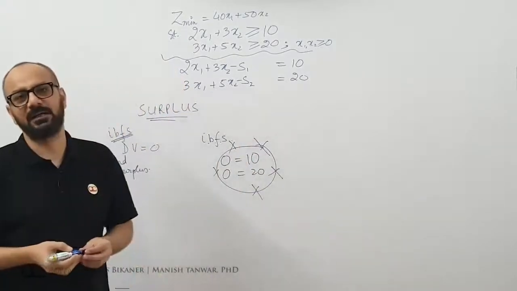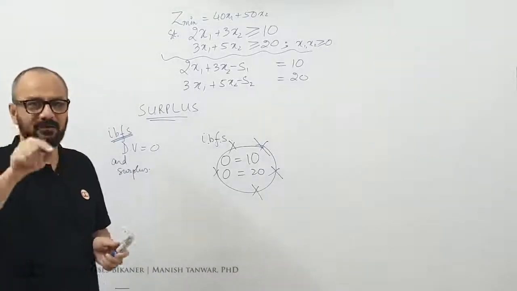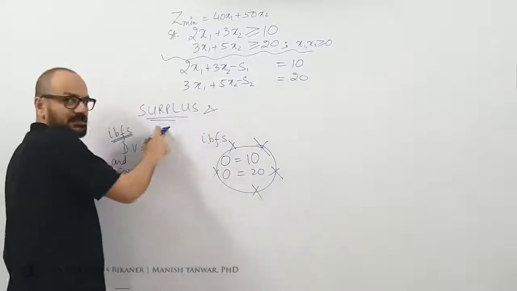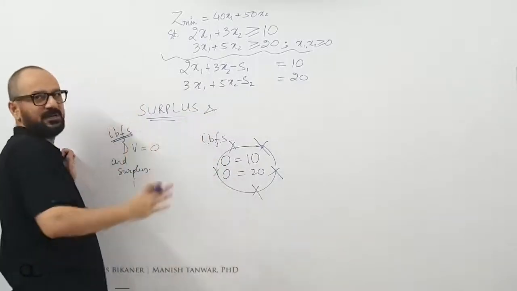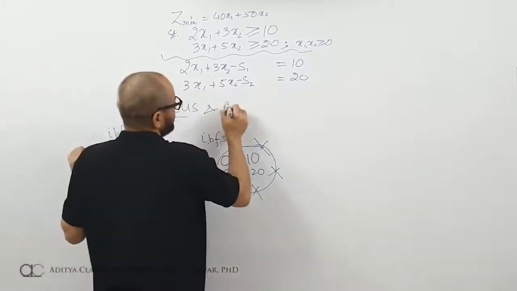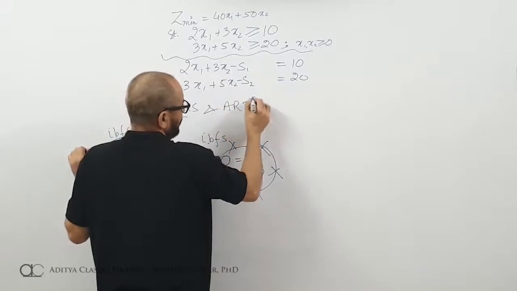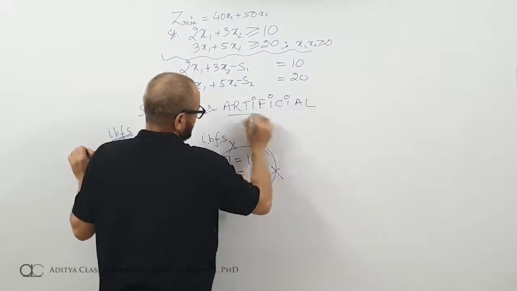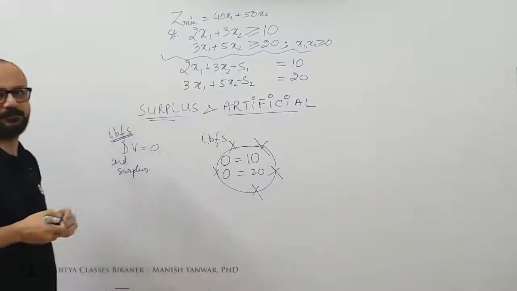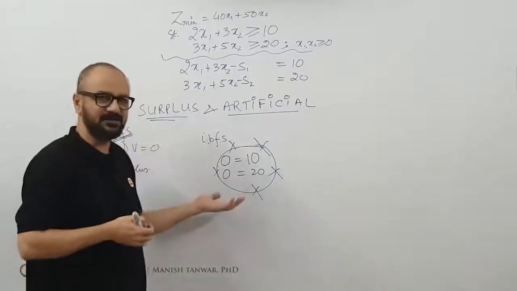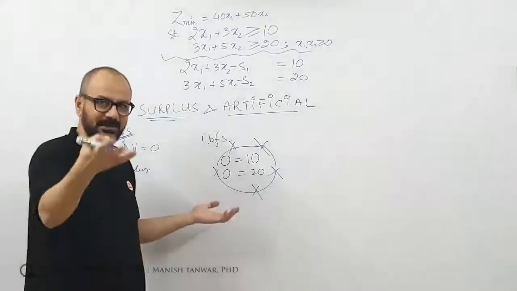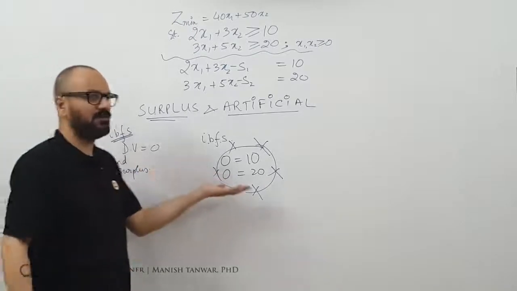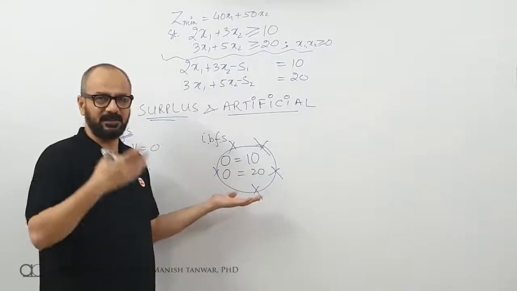How can 0 be equal to 10? How can 0 be equal to 20? Here comes our third variable, which always follows surplus. Surplus will always be accompanied with this artificial variable. Because surplus will always give you a negative start, and in order to avoid that negative start, you will always make it 0, and when you make it 0, you always get a wrong start, a mathematical fallacy.